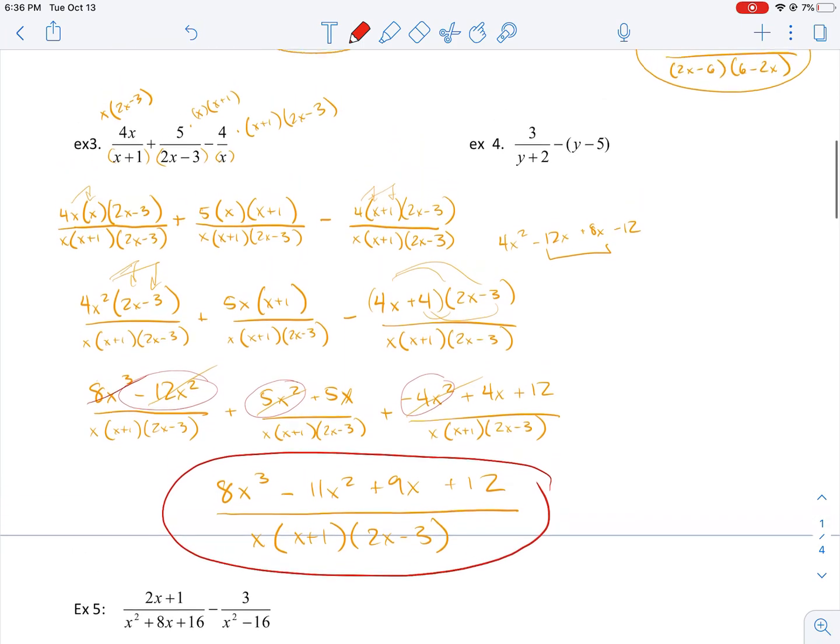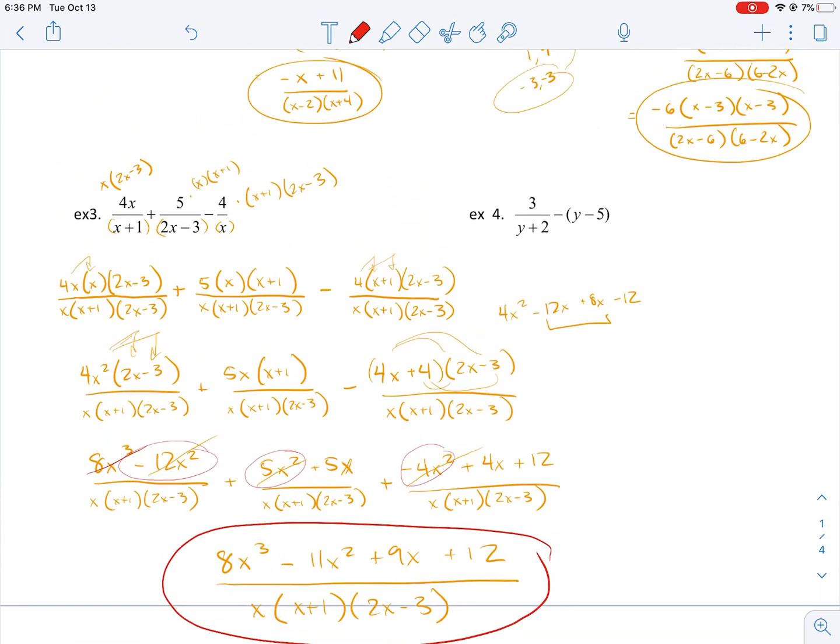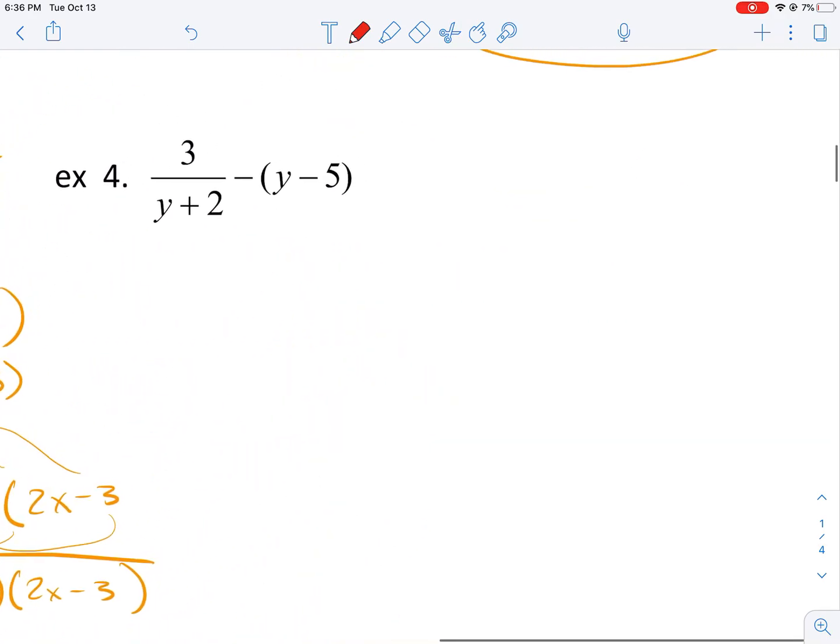Boy, that was only example 3. Gosh. Okay. Move this over here. Let's look at example 4.